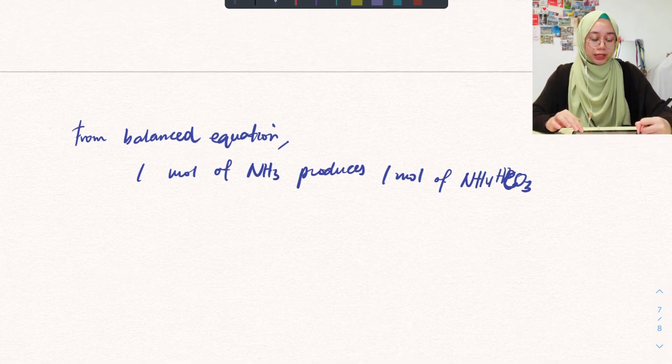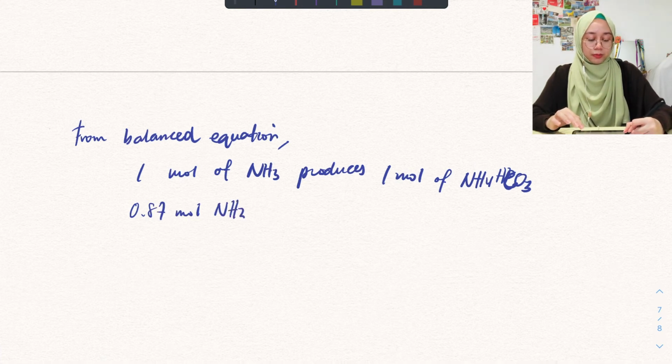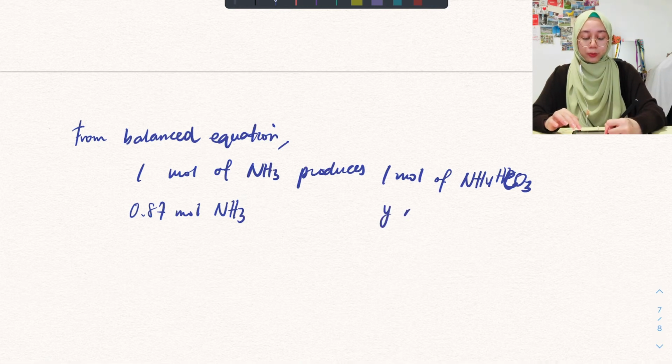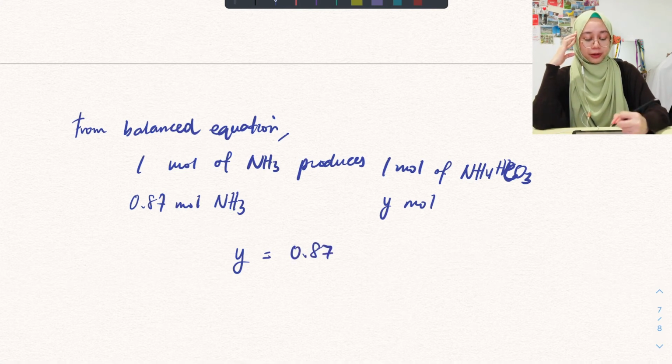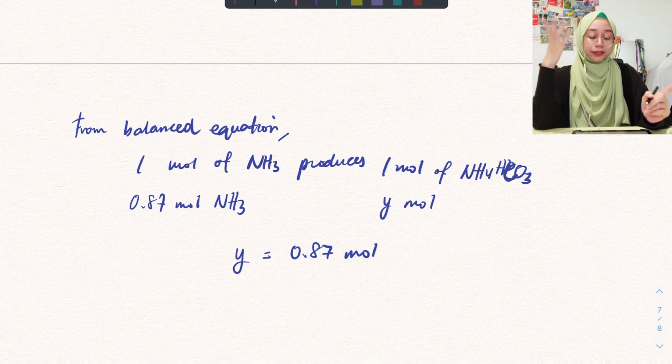So since kita ada 0.87 mole of ammonia, bermaksud kita punya ammonium bicarbonate ni adalah, Miss letak Y mole pula. Okay. Therefore, Y kamu adalah bersamaan dengan 0.87 mole. Kenapa? Because the 1-to-1 ratio dia. Okay, so very easy lah, 0.87 mole juga jawapan dia. So ini adalah mole untuk kita punya ammonium bicarbonate.